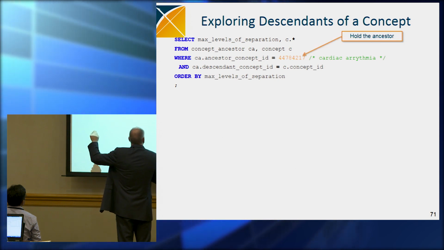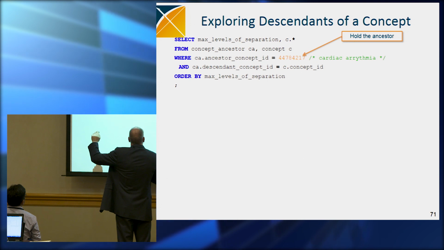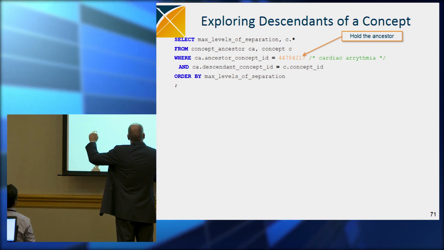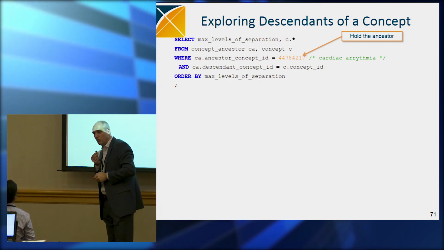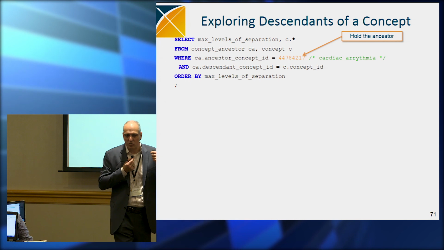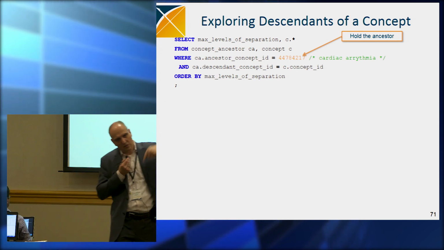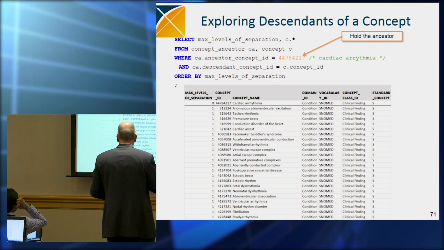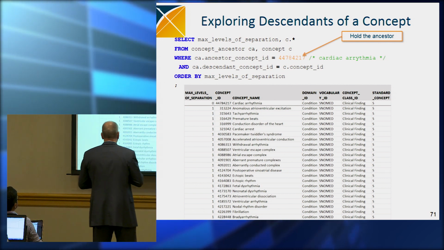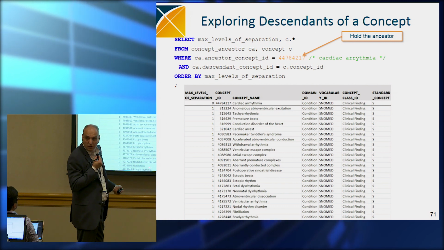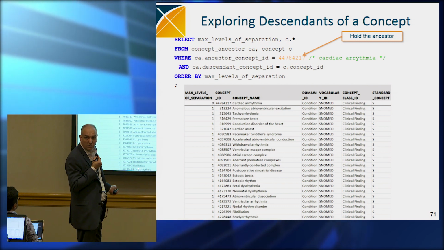So you hold the ancestor. This is cardiac arrhythmia. And you ask for the descendants, and you join them to the concept table so you know what that is. Right? And so now we should get the same thing back, just the other way around, down. So here you go. Max levels of separation, 0, that's me, cardiac arrhythmia. And wow, okay, a whole lot of children.